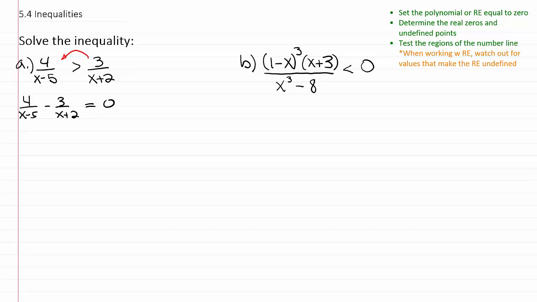Now we want to rewrite this as one rational expression with a common denominator, so let's go ahead and do that. The common denominator will simply be x minus 5 times x plus 2, right? And basically, to go from x minus 5 to x minus 5 times x plus 2, we had to multiply by x plus 2. So we'll do the same to the numerator. Then we'll have a minus 3, and then to go from x plus 2 to x minus 5 times x plus 2, we had to multiply by x minus 5, so we're going to do the same here as well to the numerator. And all of that will be equal to 0.